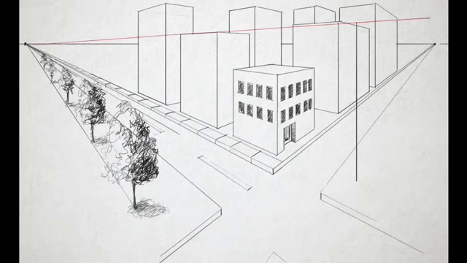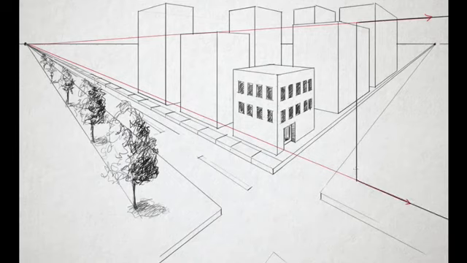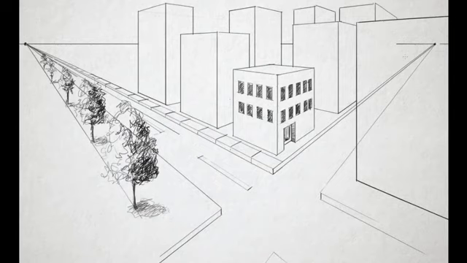We know that we'll see the right side of the building, so we'll extend the line that comes from the left vanishing point on the right side of the building. And we'll do the same thing on the bottom portion of the building to define the bottom portion of the building. Now, we know that the building is opaque, so we won't be able to see any of the things that we drew behind it, so we'll go ahead and erase those lines.